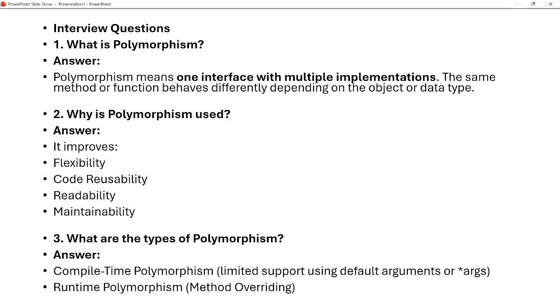What is polymorphism? Polymorphism means one interface with multiple implementations. The same method or function behaves differently depending on the object or data type. Why is polymorphism used? Second question. It improves flexibility, code reusability, readability, and maintainability. And the third one: what are the types of polymorphism? There are two types of polymorphism: compile time polymorphism, and the second one is runtime polymorphism, like method overriding.